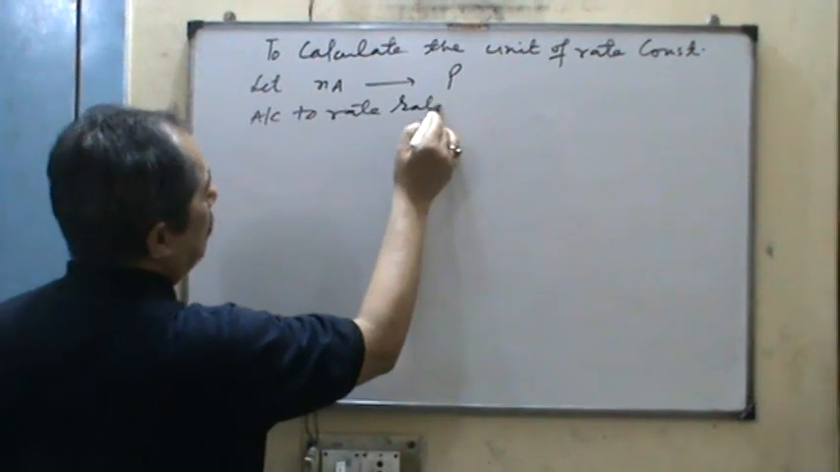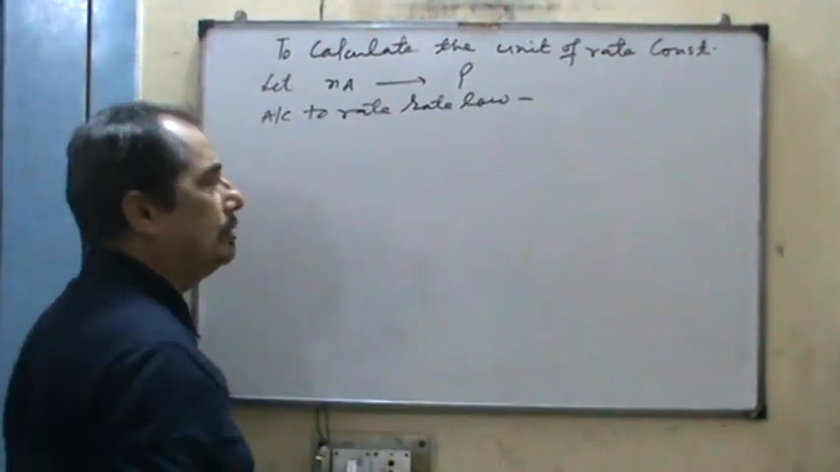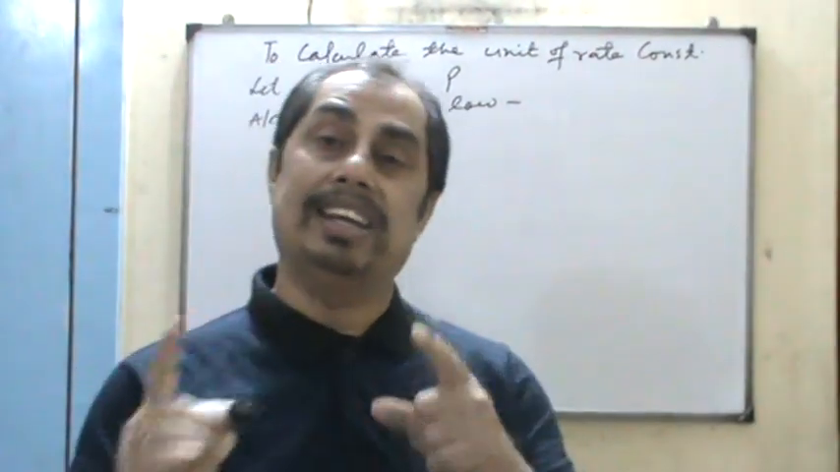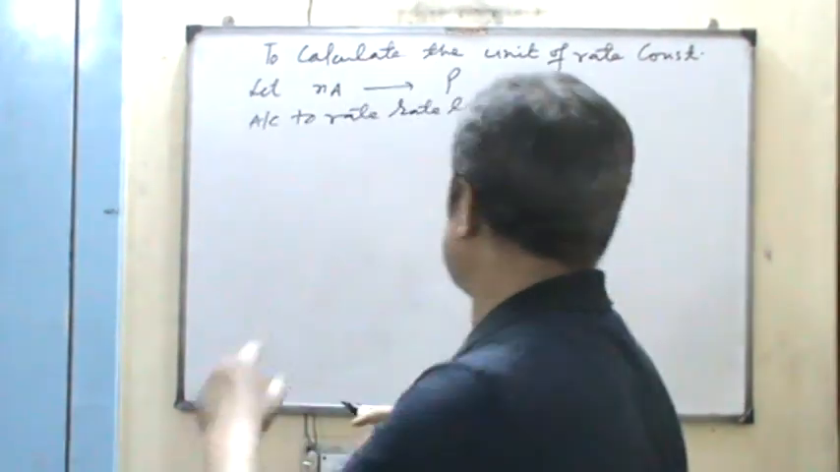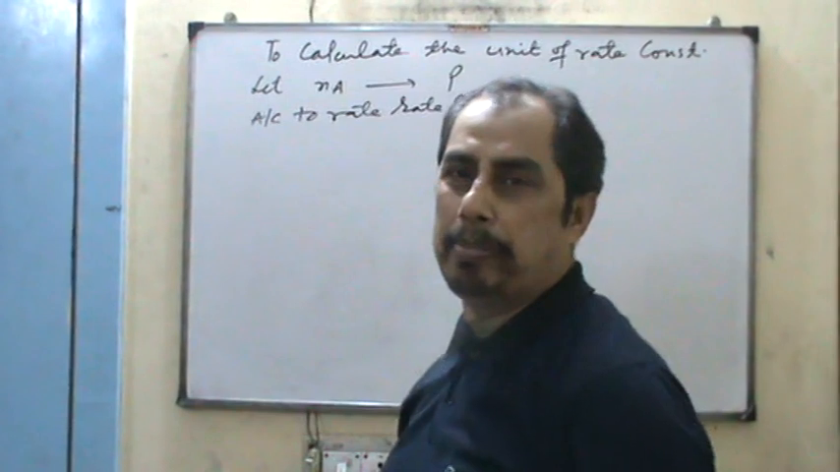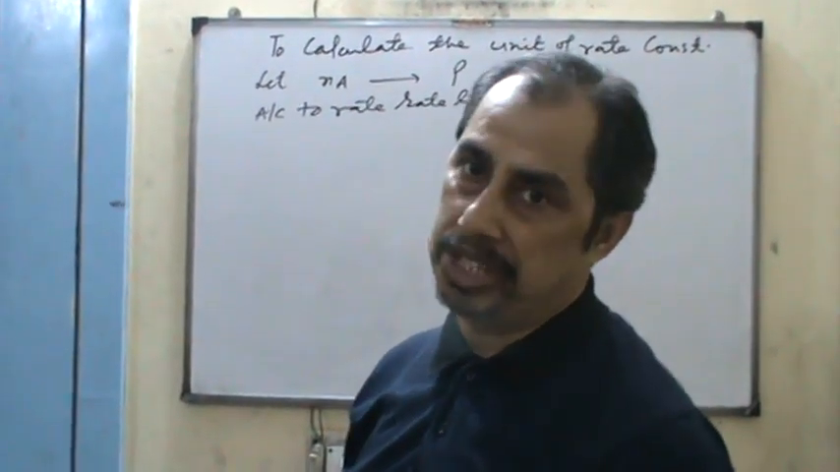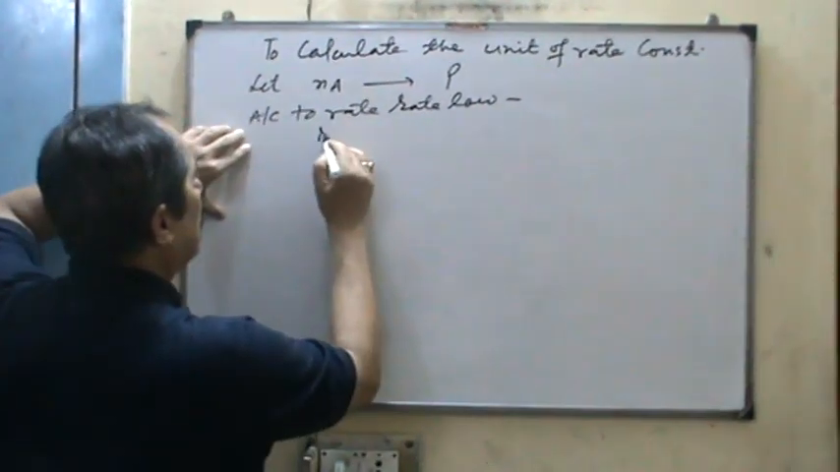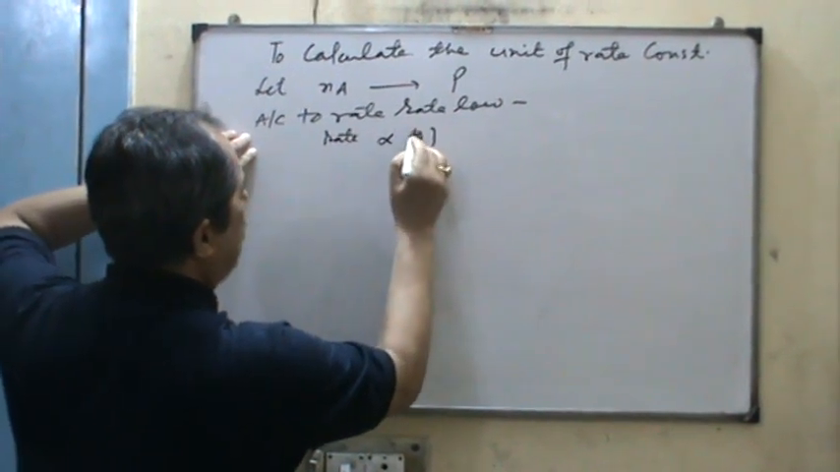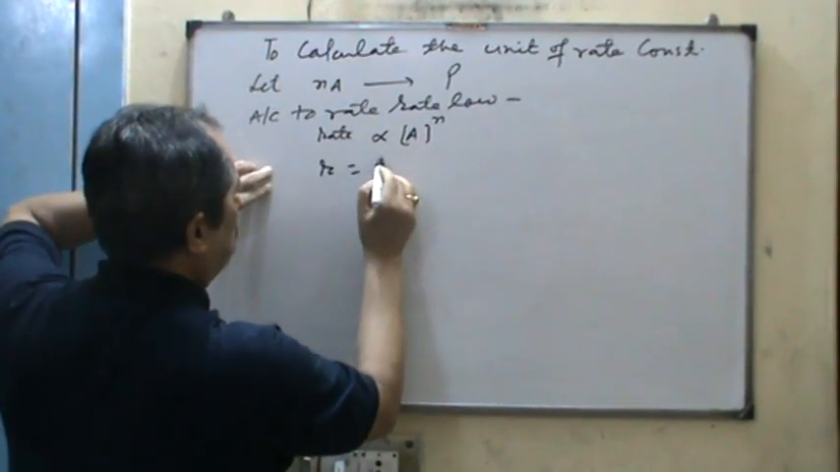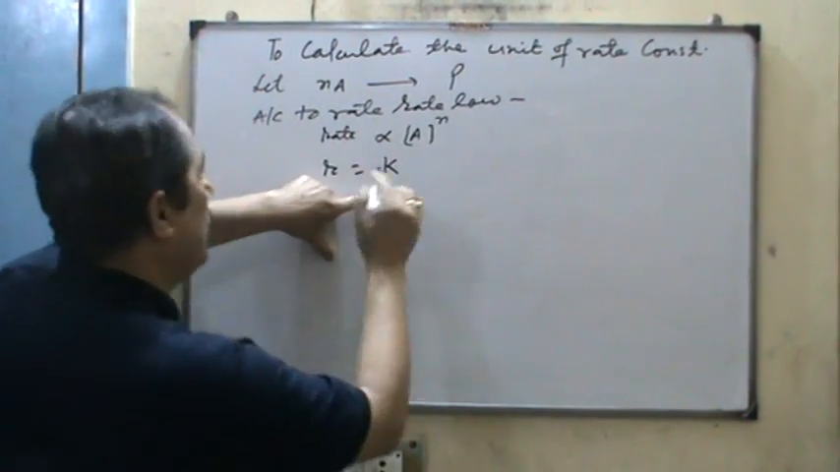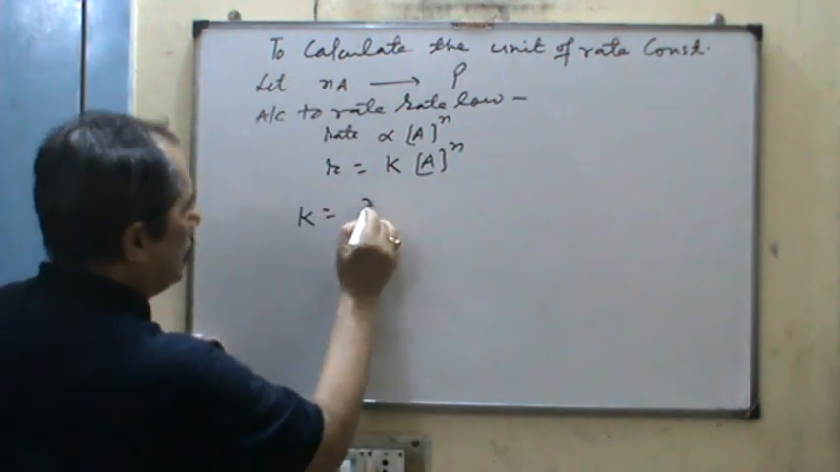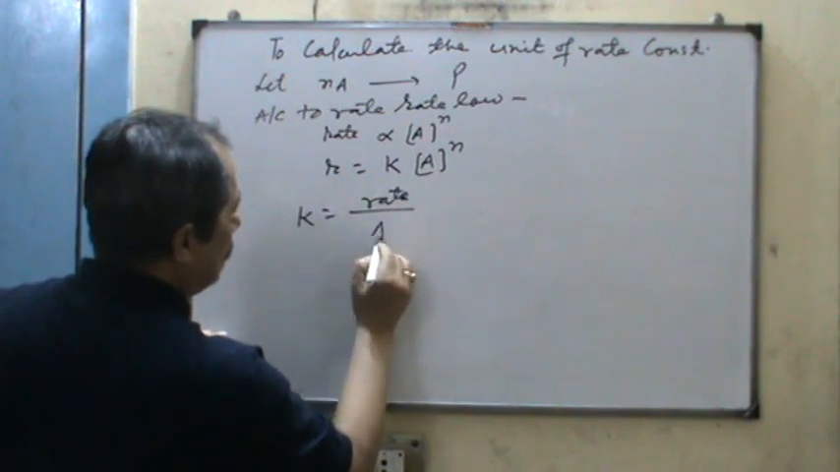According to which law? Rate law. You have done in the 11th class, there we have discussed the law of mass action. The rate of reaction is directly proportional to the product of concentration of the reacting species raised to their power equal to their stoichiometric coefficient. So according to this law, rate is directly proportional to [A]^n. Rate is equal to k, the proportionality constant, the rate constant, times [A]^n. There k is equal to rate upon [A]^n.